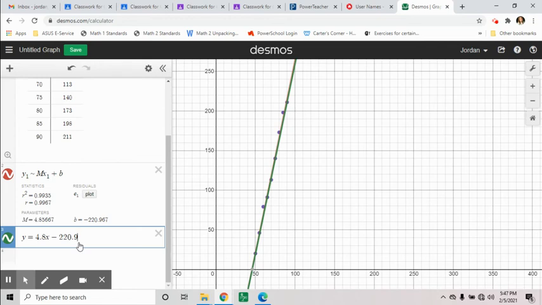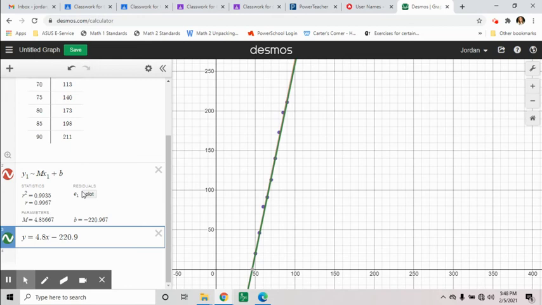Then it says to find the correlation coefficient. So you look for that R value right there, and it's 0.99, which is a super strong positive correlation. And we can see from left to right, this graph is going up. That's a positive slope.